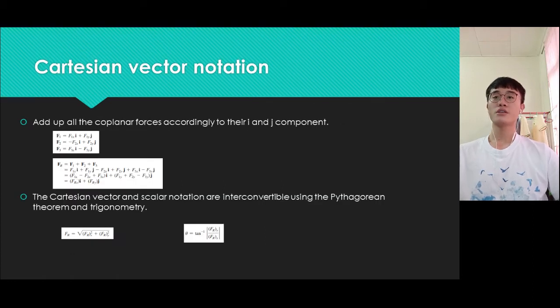For the Cartesian vector notation form, we just simply add up all the coplanar forces according to the i and j components, as shown in the steps here. Then the Cartesian vector and scalar notation are interconvertible using the Pythagoras theorem and trigonometry.